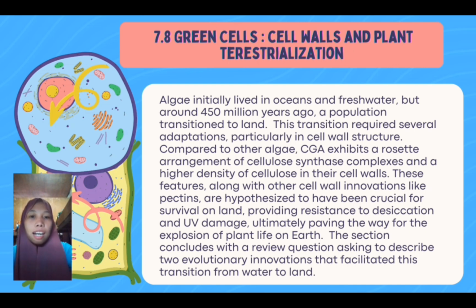So, ang transition ng algae mula sa tubig papunta sa lupa ay nangyari dahil sa kanilang evolutionary innovations sa cell wall structure tulad ng rosette arrangement of cellulose synthase, pectins, and cellulose modification for protection and support. And these adaptations allowed plants to thrive and expand on land, transforming the Earth's ecosystem.